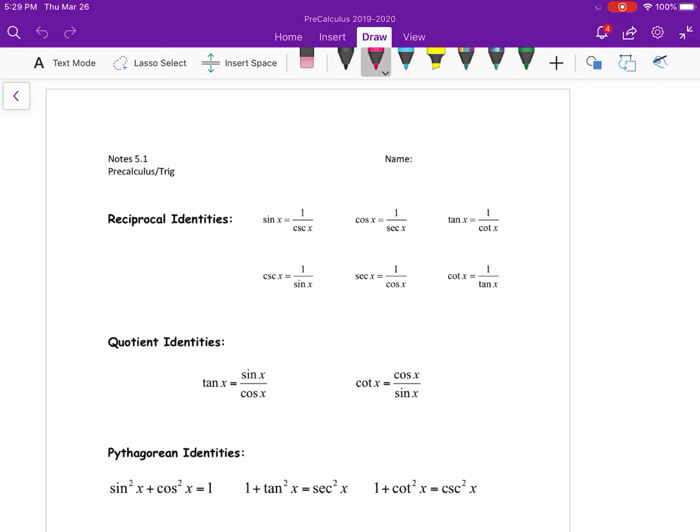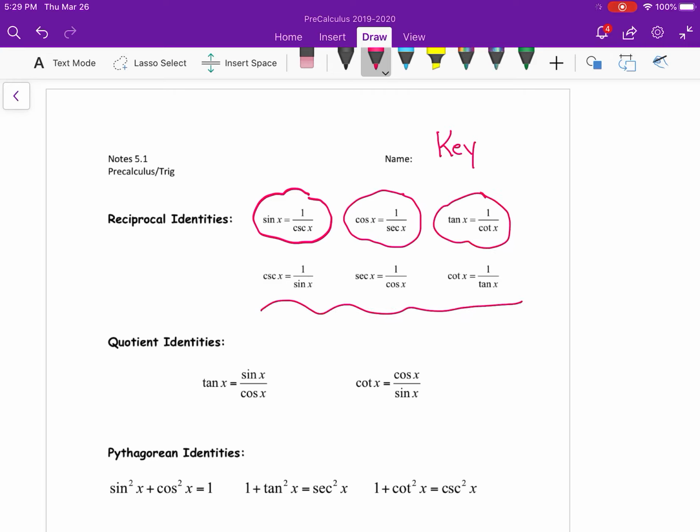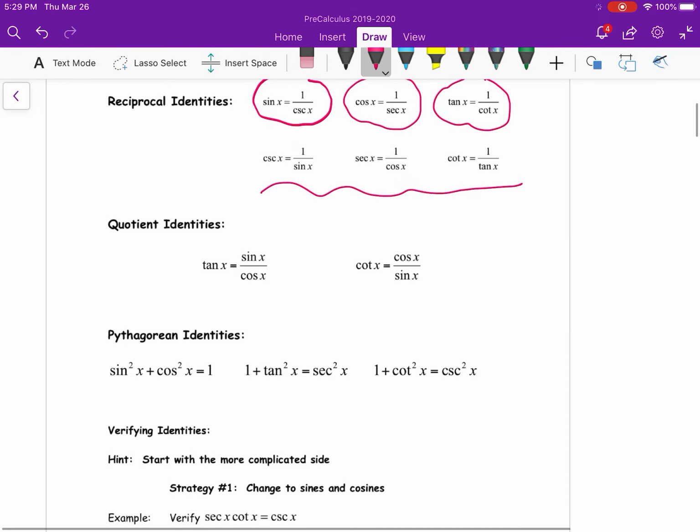I wanted to give you some notes on an application of trig, which is an extension of what we have been doing. In front of us we have a bunch of reciprocal identities, just remembering that sine is the reciprocal of cosecant, cosine is the reciprocal of secant, tangent is the reciprocal of cotangent, etc. And here they're shown again. And then remembering tangent is sine divided by cosine, and cotangent is cosine divided by sine.